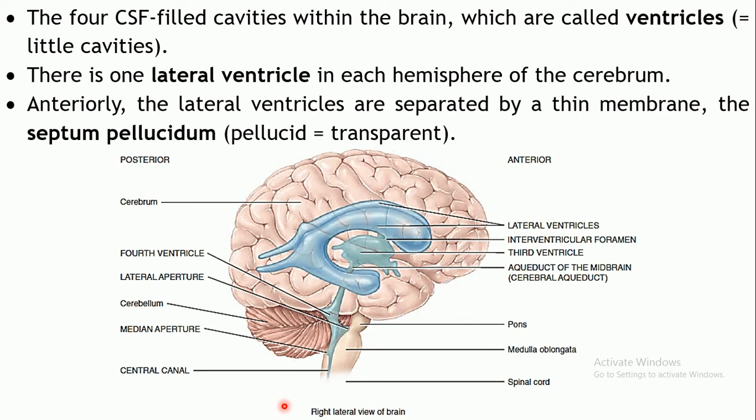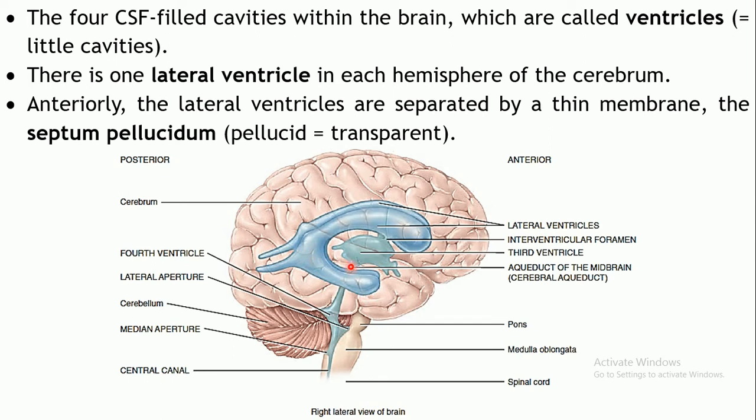Now let us see where exactly it is formed, how exactly it flows within the CNS, and how it has that protective function. So there are 4 CSF-filled cavities present within the brain, the ones which are shown in blue color.